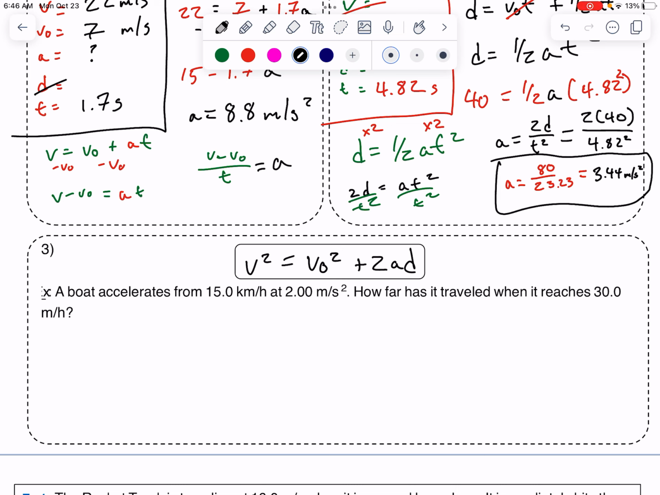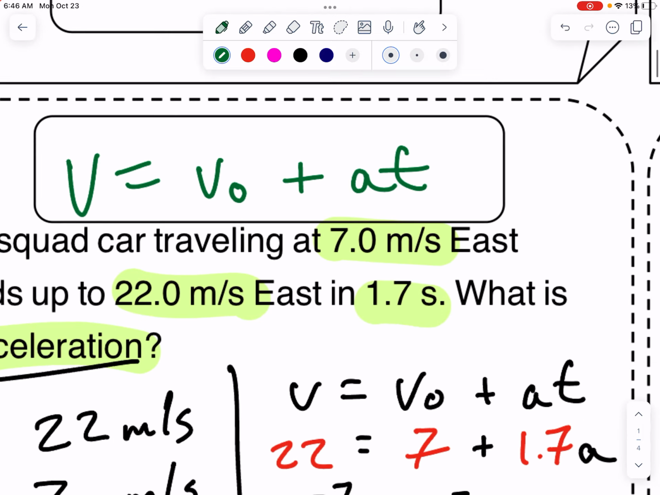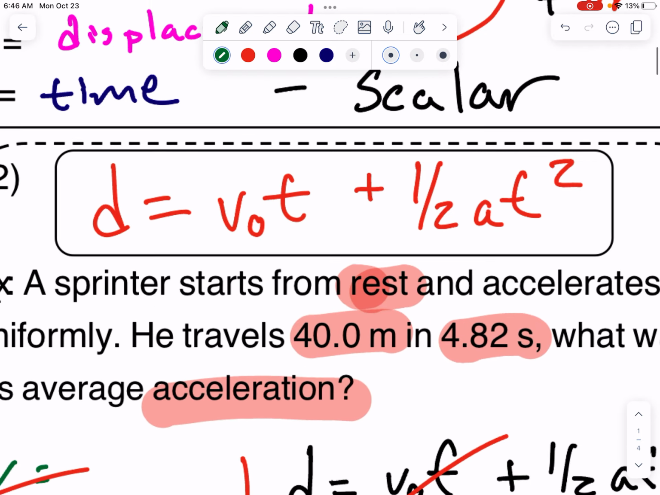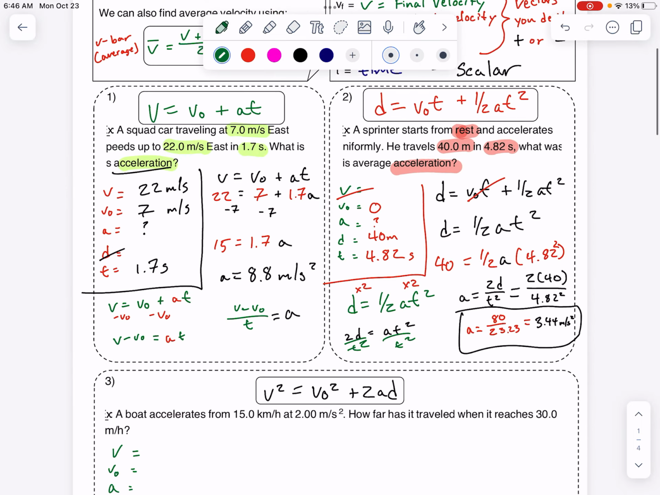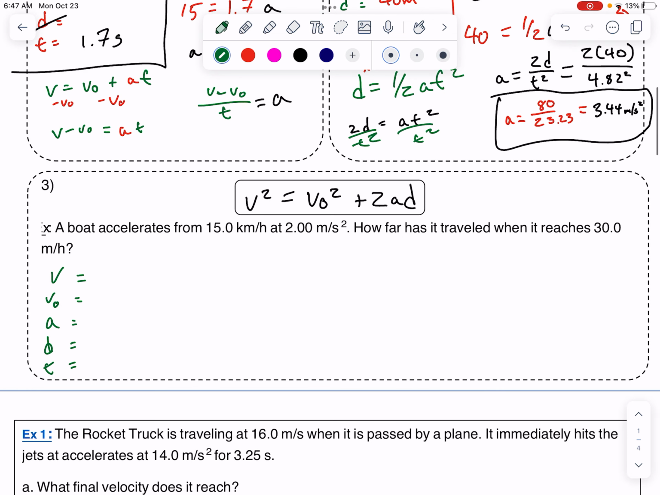You'll notice in this one, we don't have time. So this would be an effective formula to use when you're not given and don't need to find time. So I'm going to just set up my equation variables here. And that's something I should have mentioned: this is a good equation to use when you don't know displacement, when you don't know and don't need final velocity, or when you don't know and don't need time.